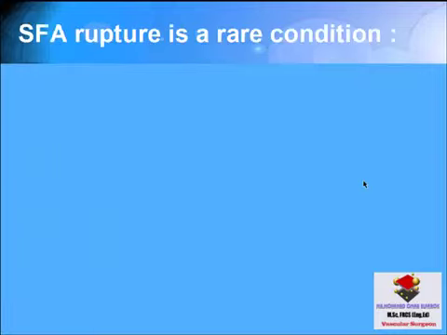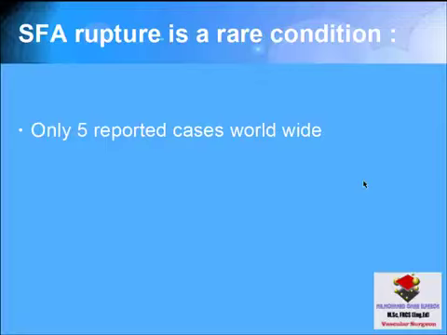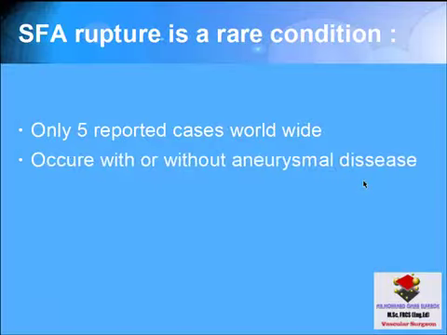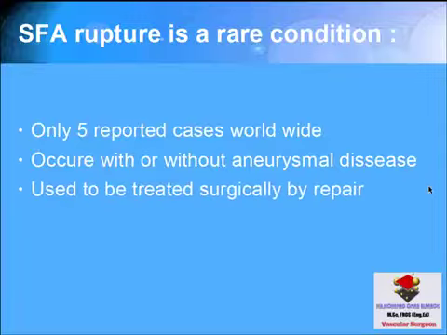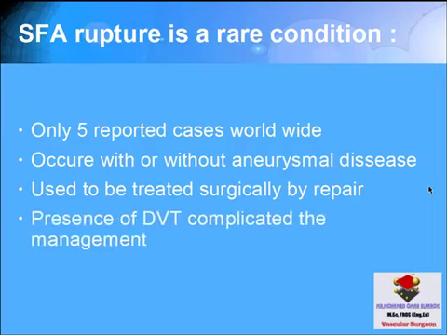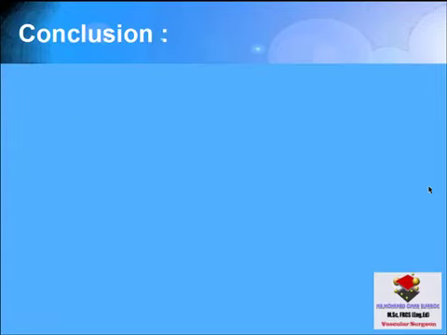If you go to the literature, a spontaneous rupture of the superficial femoral artery is actually a rare condition. There are only 5 reported cases worldwide, and it occurs with and without aneurysmal disease, and it used to be treated surgically, but definitely endovascular is a very good weapon for vascular surgery, and the presence of DVT, which was not recorded before, definitely complicated the management.